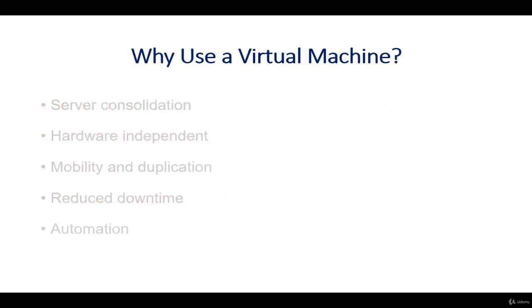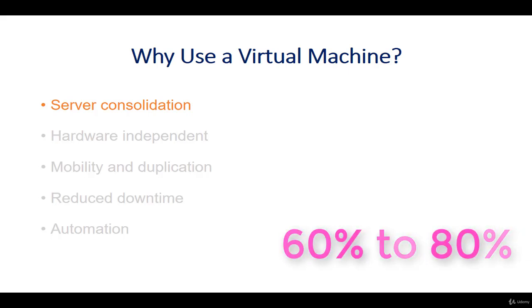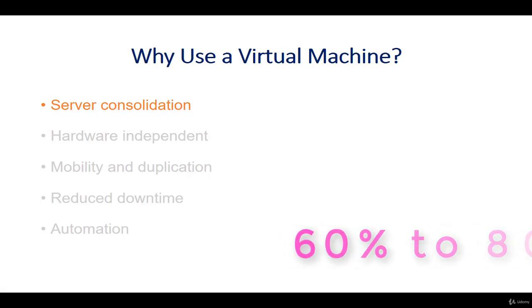So why would we want to use a virtual machine? A common reason for using a virtual machine is server consolidation. A physical computer is typically using about 5 to 15% of its CPU. By running multiple virtual machines inside of the same physical host, we can increase the CPU utilization up to closer to 60 to 80% and get better utilization of the other resources as well.